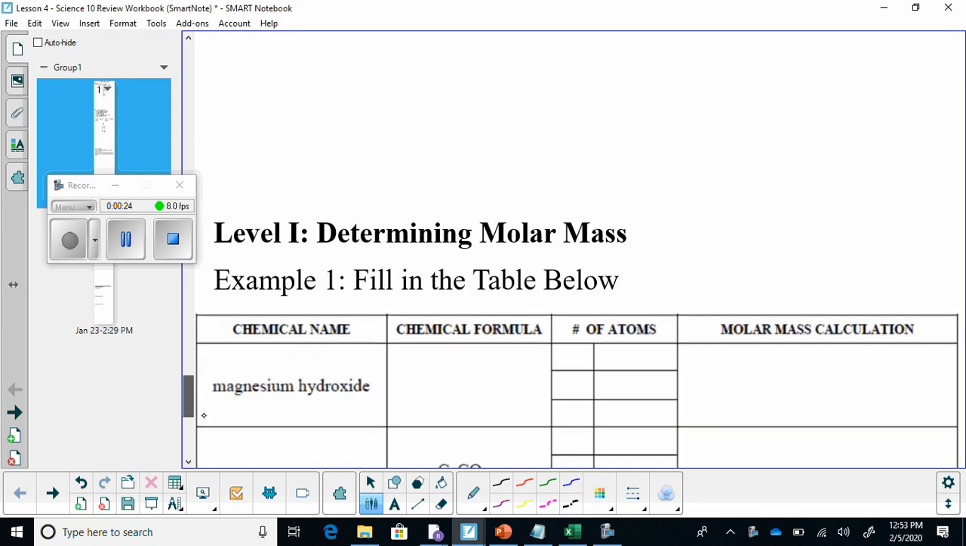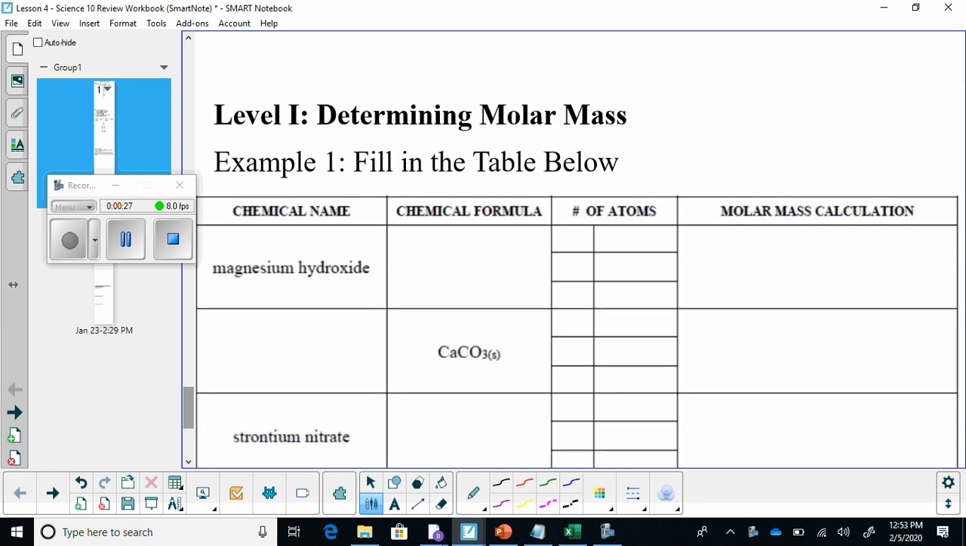Okay, let's go to this table here. Before we get into actually converting, I want us to be able to successfully calculate molar mass. In order to successfully calculate molar mass, you need to be able to write a chemical formula. Now, magnesium hydroxide looks like this. The most common mistake that I see with calculating molar mass is having an incorrect chemical formula. So make sure that your chemical formula is correct.